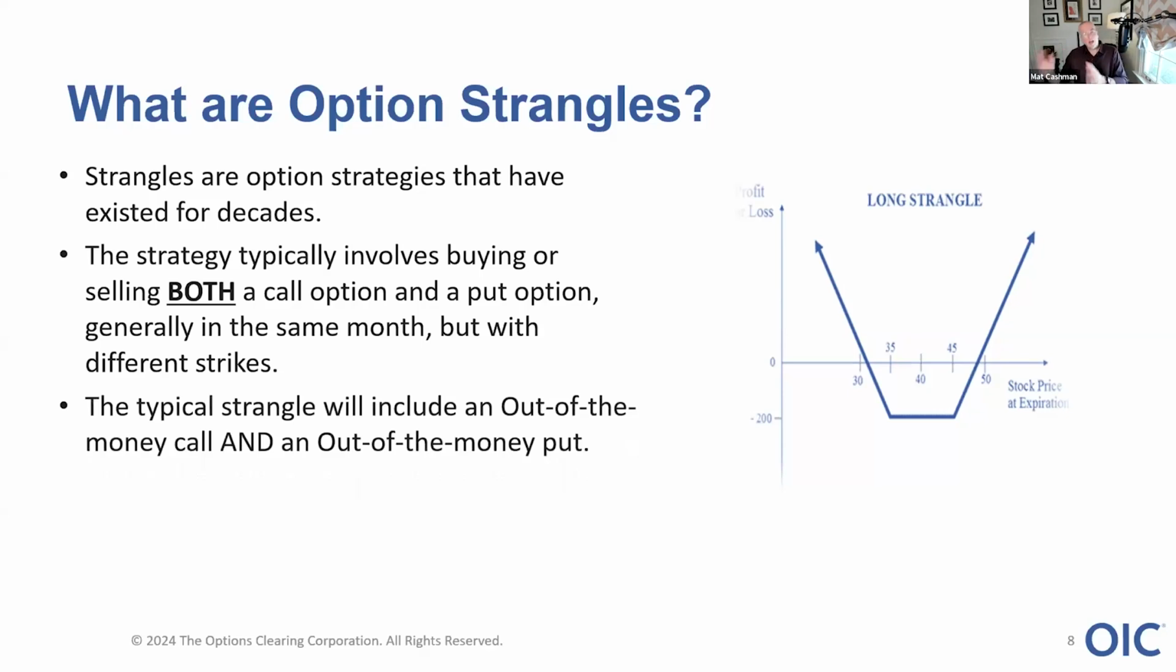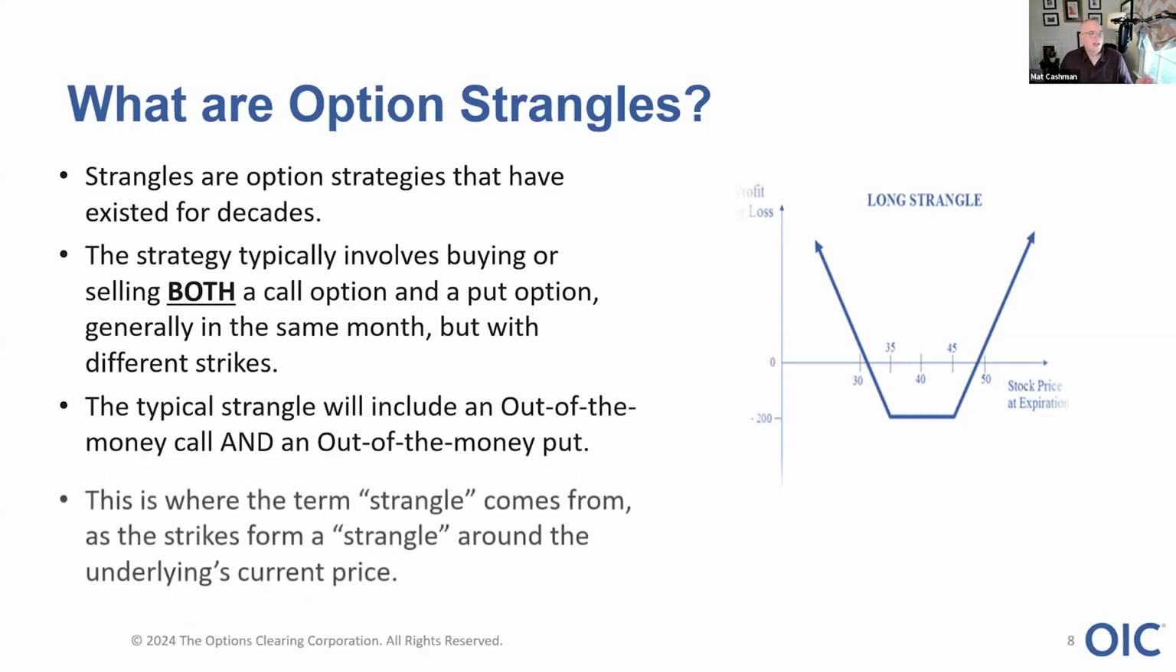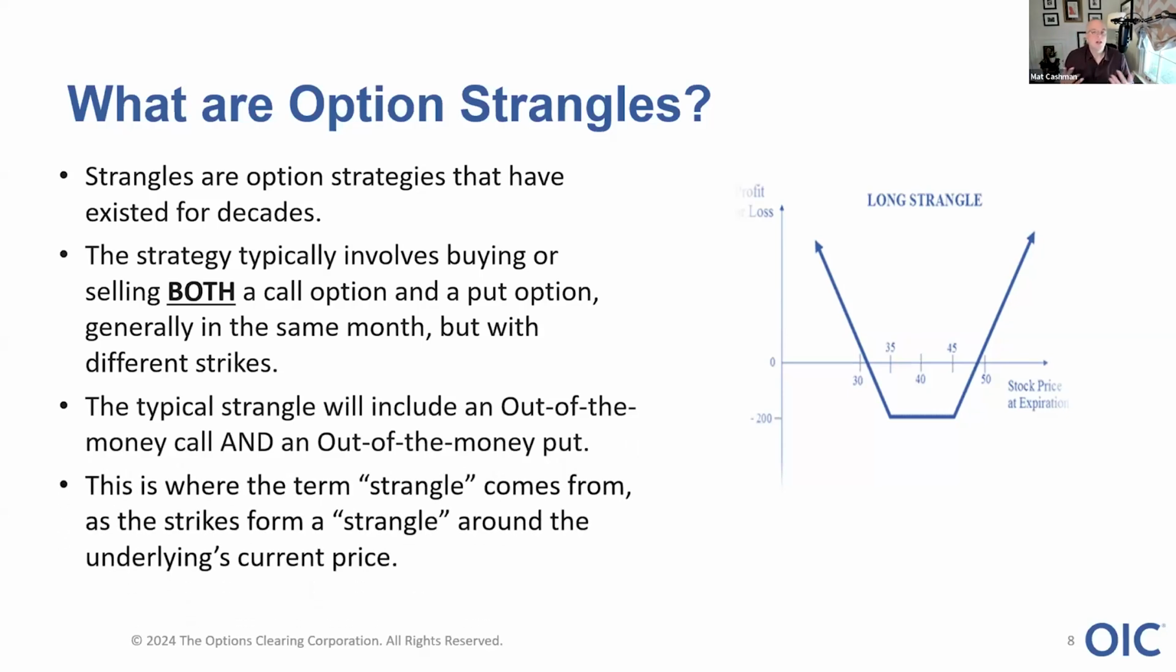Typically, strangles include out of the money calls and out of the money puts, like I said, and this is where the term strangle comes from, because when you think about where the P&L graph looks like, which is what you're looking at right here, the strikes form a strangle on either side of the actual asset price. So if you're dealing with a $25 stock, you might buy the 15 put and the 40 call.